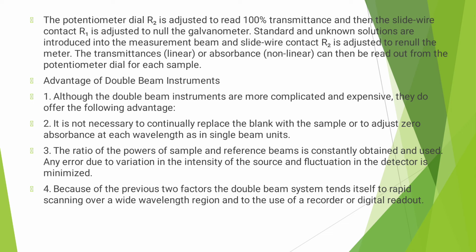The standard and unknown solutions are introduced into the measurement beam and sidewire contact R2 is adjusted to renull the meter. The transmittance linear or absorbance non-linear can then be read out from the photometer dial for each sample. This procedure is carried out many times for different solutions having different concentrations.